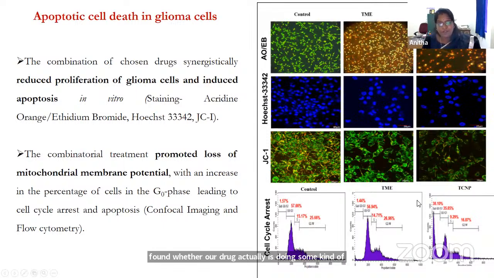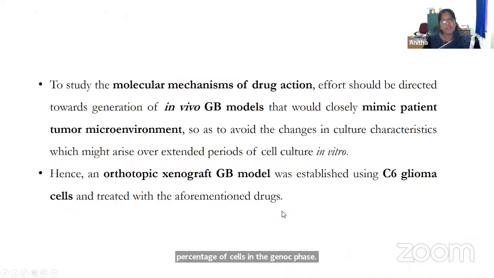Interestingly, we found that our combination of repurposed drugs increased the percentage of cells in the G0 phase. This G0 phase arrest leads to cell cycle arrest and apoptosis. So based on this, we are sure that our drugs have a potent anti-proliferative effect and apoptotic effect. Now, in vitro is done, so let's move on to the in vivo model.